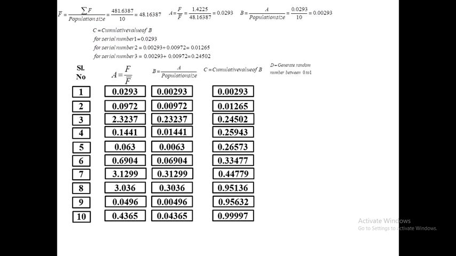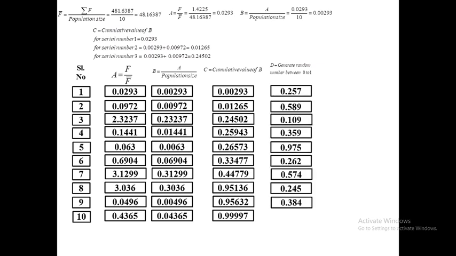After that, D is equal to a generated random number between 0 and 1. D is the next column, which follows the random number generation between 0 and 1. Here I get the first random number. Now you are aware of how to generate random numbers through the calculator. The 10 random numbers I produced.